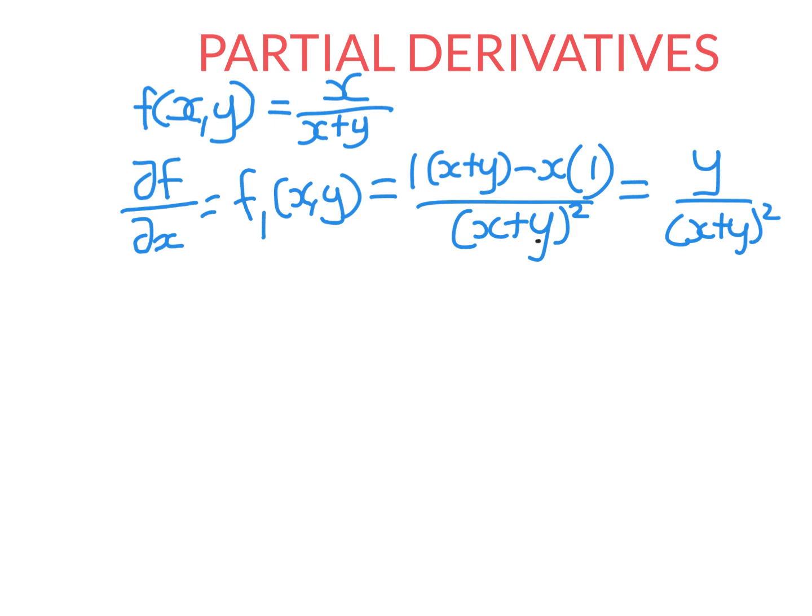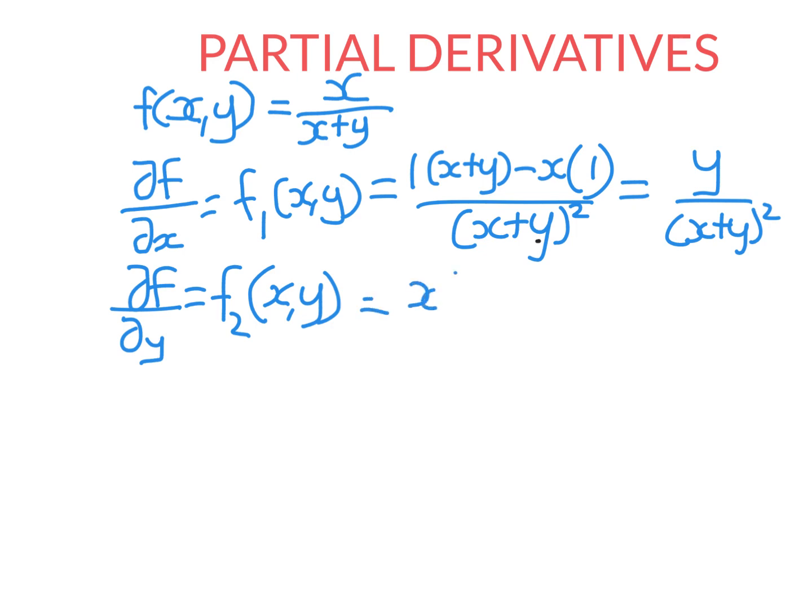So now let's look at the partial derivative of f with respect to y. You'll see that written as f2 of x, y. That means we're differentiating f with respect to the second variable that's listed. So here, if we're differentiating with respect to y, we're treating x as a constant. So it would just be x times the natural log of x plus y.